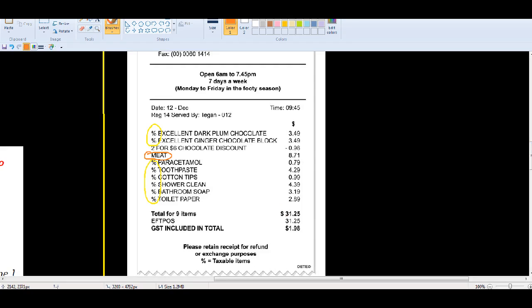So here's the total price, and that's the last item. That's $1.98. That would be the amount that you pay the government for GST. All right. Okay. So that's how it works in real life.